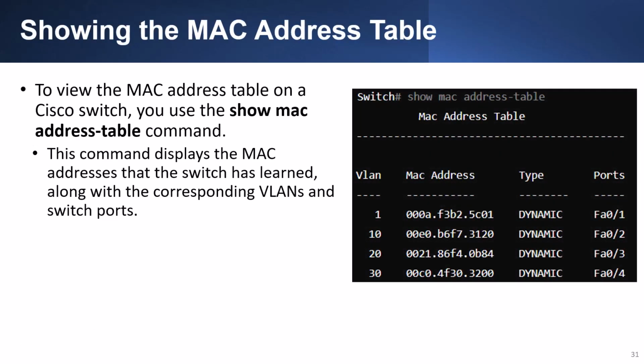To view the MAC address table on a Cisco switch, you can use the show mac address-table command. This command displays the MAC addresses that the switch has learned, along with the corresponding VLANs and switch ports.